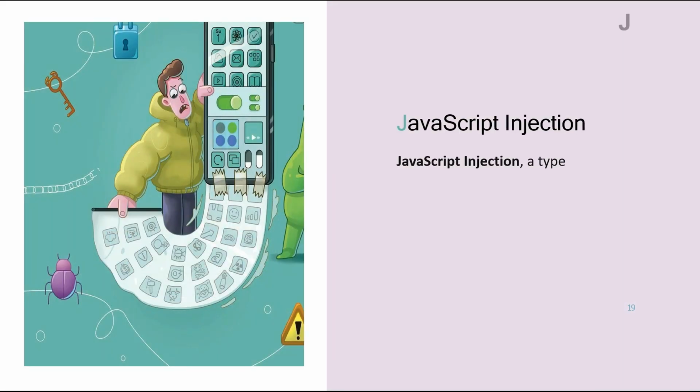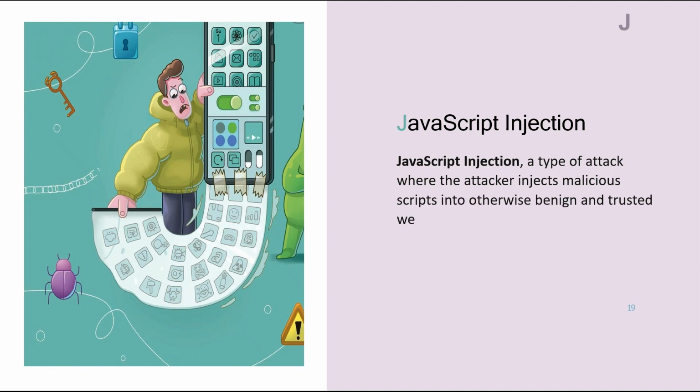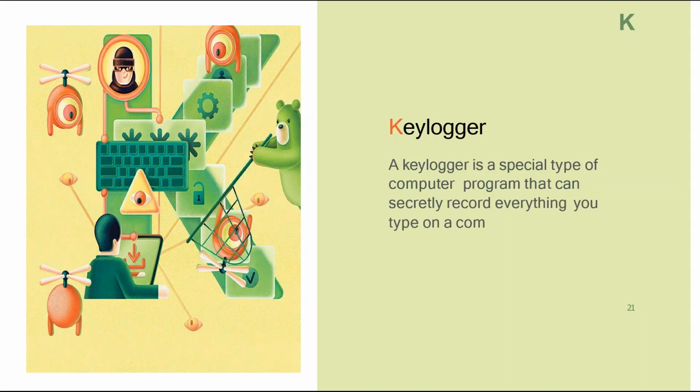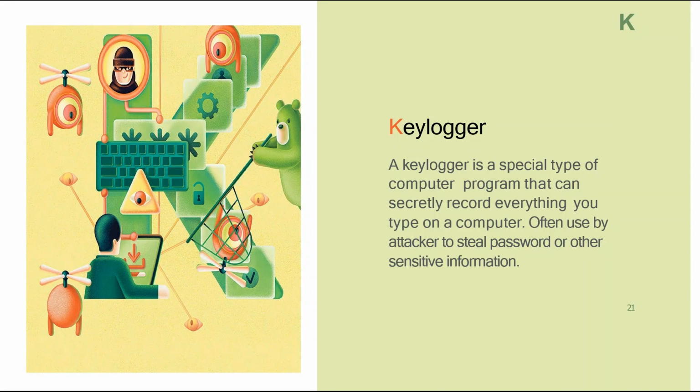Next is JavaScript injection. JavaScript injection is a type of attack where an attacker injects a malicious script into a trusted website and exploits the website. This is JavaScript injection. Next we understand keylogger. A keylogger is a type of computer program that can stealthily record everything that you type on your computer or phone, often used by attackers to steal passwords or other sensitive information. If a keylogger is installed on your device, it can track your keystrokes and send the information to the attacker. They are going to hack your account.